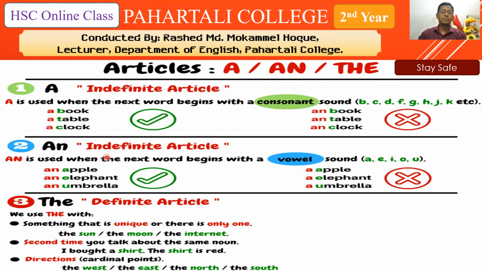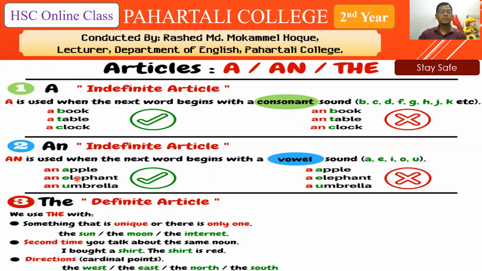And the opposite thing happens when you use "an". "An" is used when the next word begins with a vowel sound. I repeat, not a vowel, it will be a vowel sound. A, E, I, O, U. As you know, there are 5 vowels in the English alphabet.